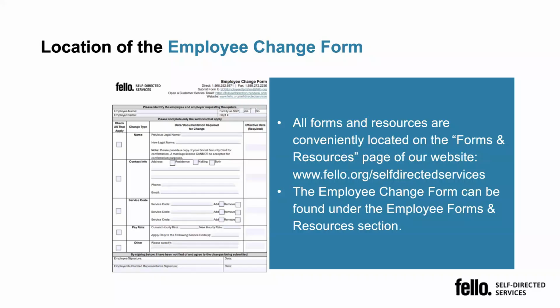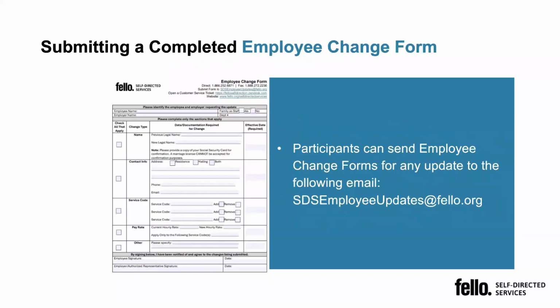The employee change form is located on our Forms and Resources page of our website, www.fellow.org/self-directed services. The employee change form can be found under the Employee Forms and Resources section. To submit a completed employee change form, participants can send the completed form to sdsemployeeupdates@fellow.org.